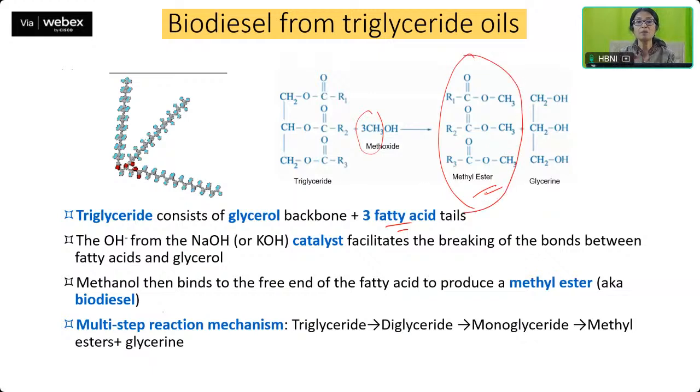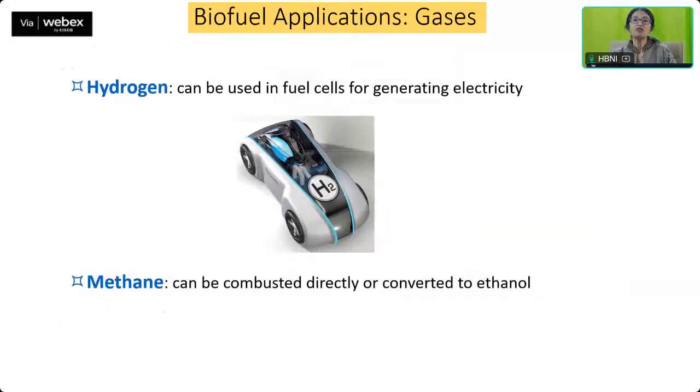But you have to remember that it is a multi-step reaction mechanism. From the triglyceride, we move to diglyceride, then we move to monoglyceride, followed by formation of methyl esters and glycerin. So this is how you generate biodiesel from the different triglyceride oils. So what are the biofuel applications in case of gases? We spoke about the liquids.